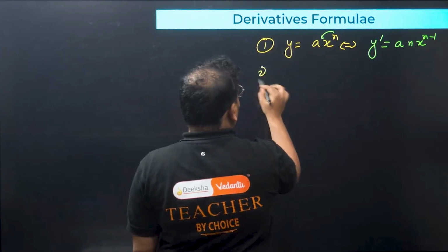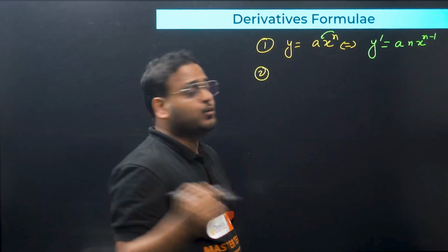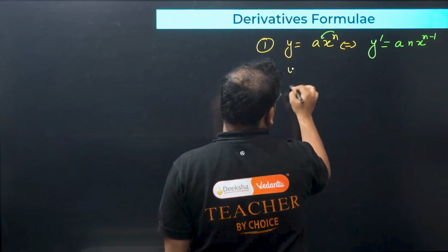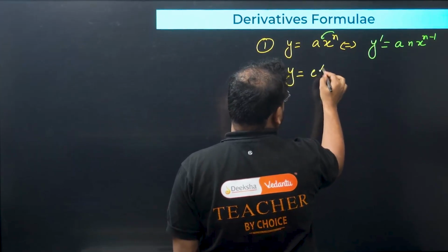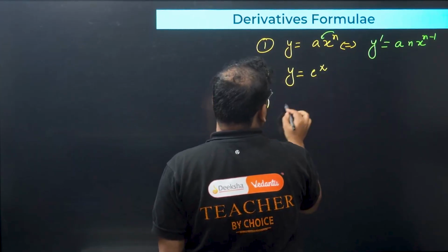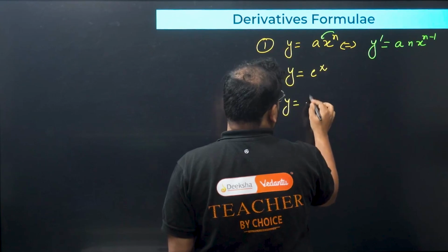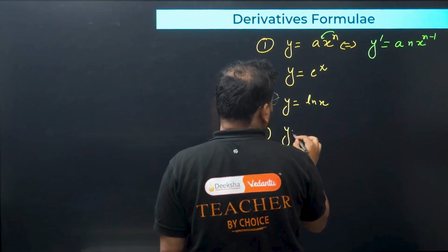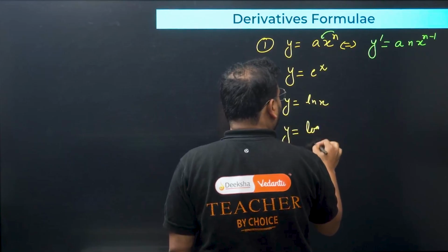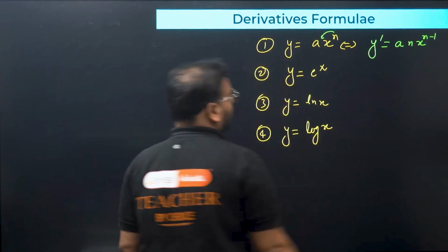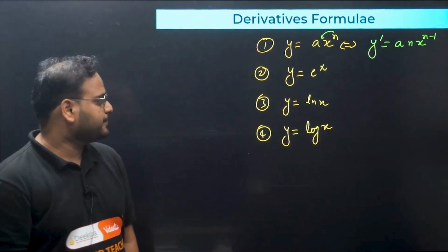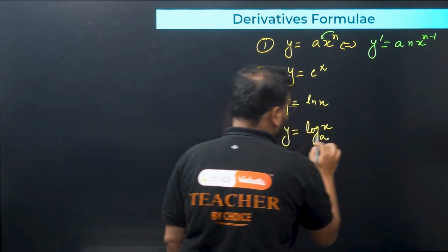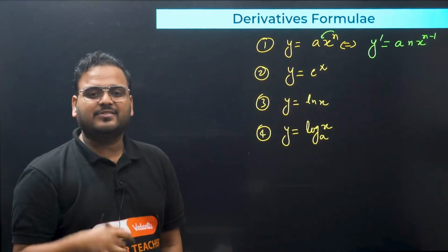Function number 2, let's say y equals to my favorite, e power x. Third function to be y equal to ln x. Another favorite. Fourth function to be y equals to log of x. So let's write the base to be a here, unknown base. Log of x with the base unknown.